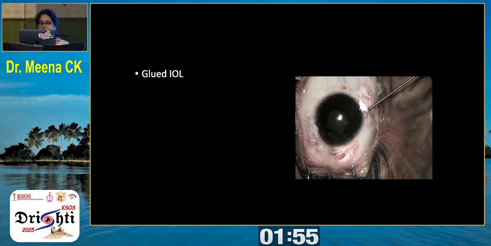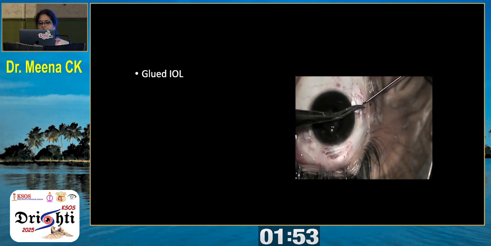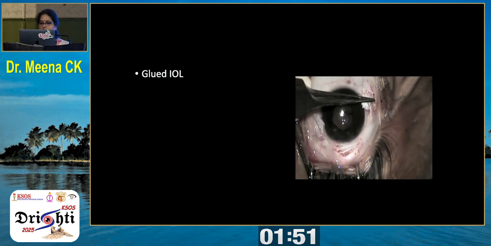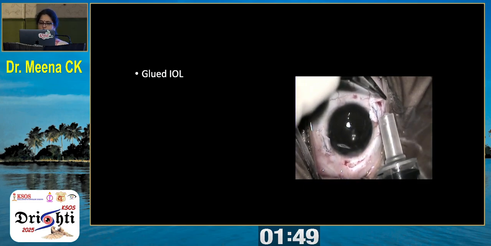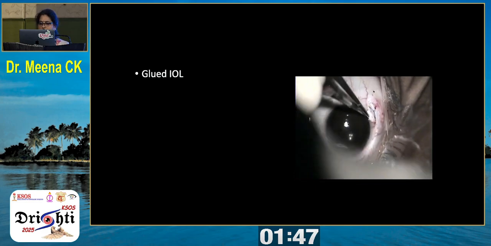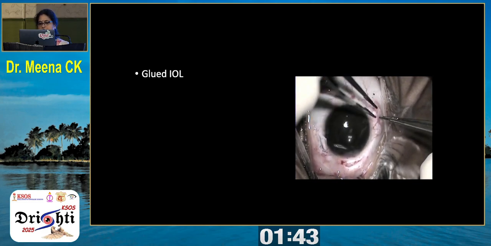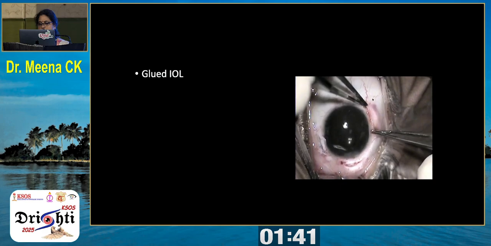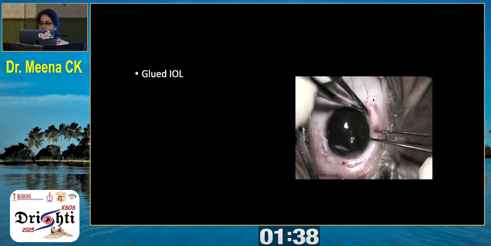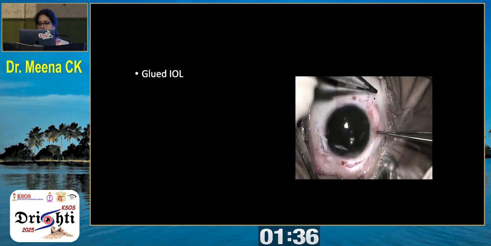And now I'm just introducing the trailing haptic, and it has to be exactly diagonally opposite, otherwise your centration won't be good. And gluing the wound as well as the conjunctiva gives so much comfort post-operatively. So this is one procedure I've been sticking to for the past few years now, because the results are quite good.